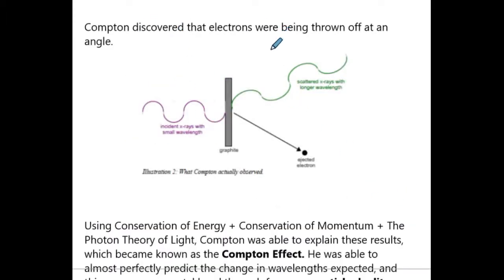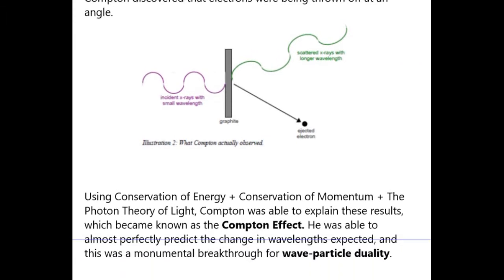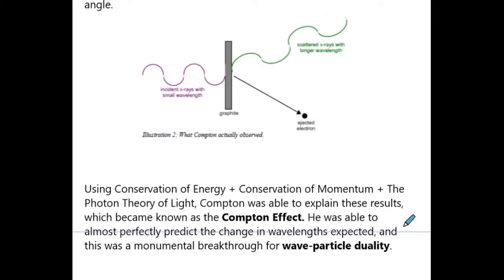Compton discovered that electrons were actually getting thrown off at an angle. And so, first of all, the wave was coming in like this. Second of all, there was an electron getting kicked off to the side at an angle. And thirdly, the scattered X-rays were actually longer than they were beforehand. They weren't compressed, they were actually longer than beforehand. So I'm going to scroll down so you can read the last little bit. Sorry, there's a bit of a page break in the way.